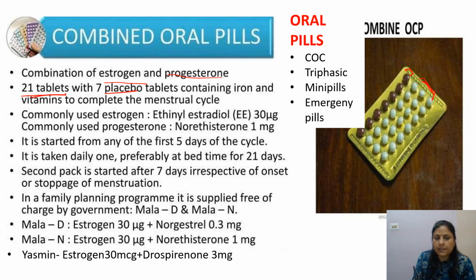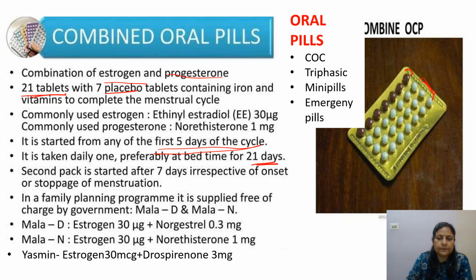How do you have to take these oral contraceptive pills? They should be started from day 1, or any of the first 5 days of the cycle after menses. On any of those days you start this medicine, and you have to take one tablet daily, preferably at bedtime, for 21 days. For 21 days you have to regularly take one tablet at bedtime.